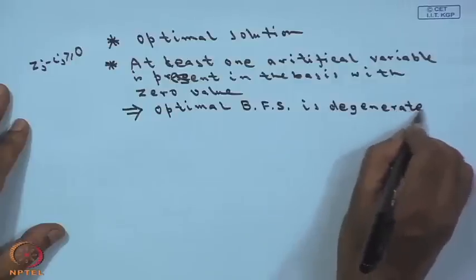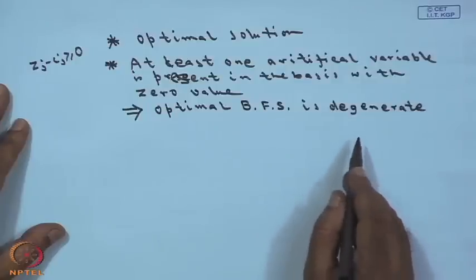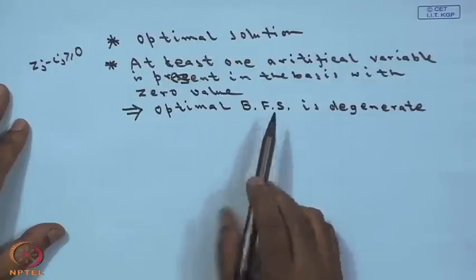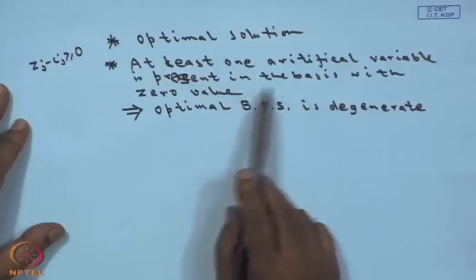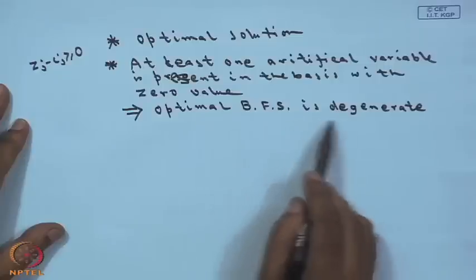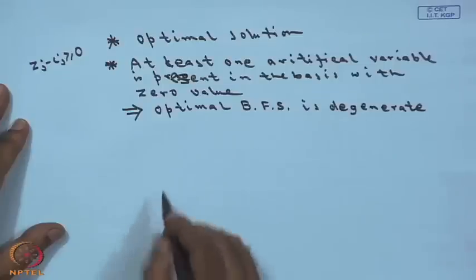Please note this one. We will discuss the degenerate case separately, as I told you earlier. We are just saying that if an artificial variable is present in the basis and it corresponds to a value 0, then your optimal basic feasible solution will be degenerate.